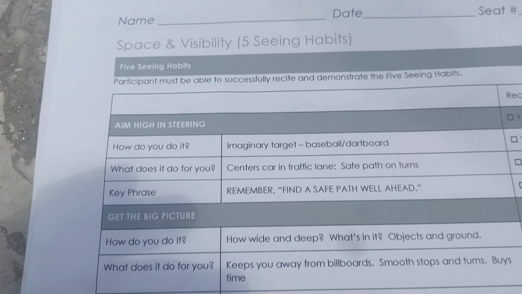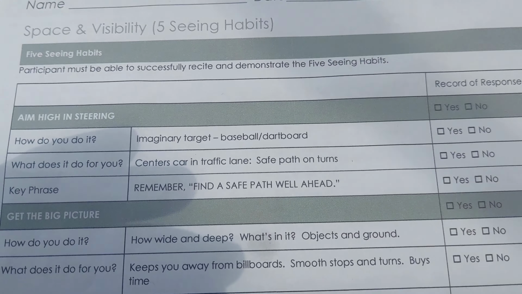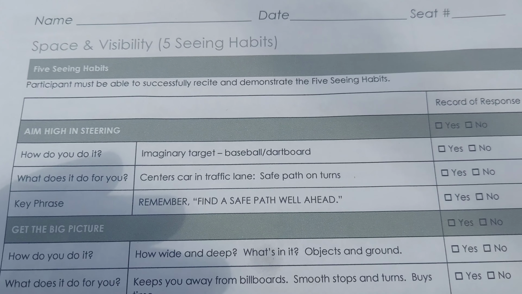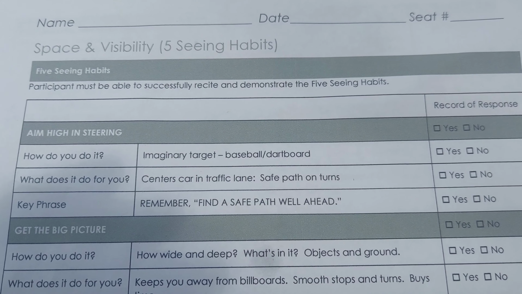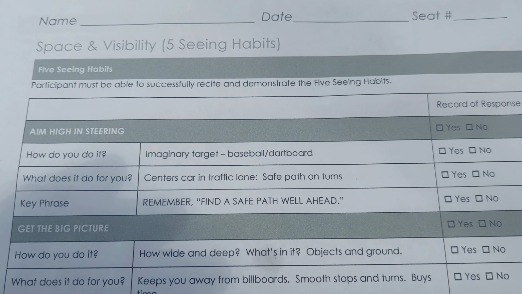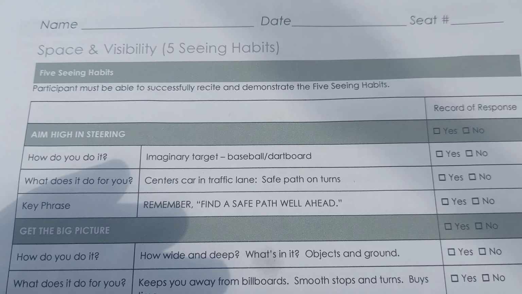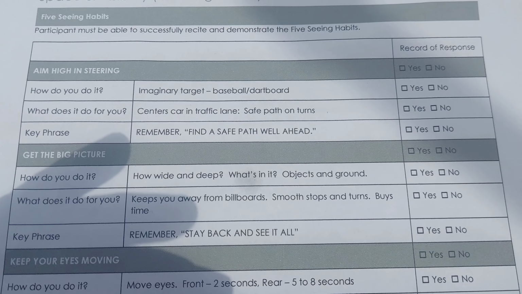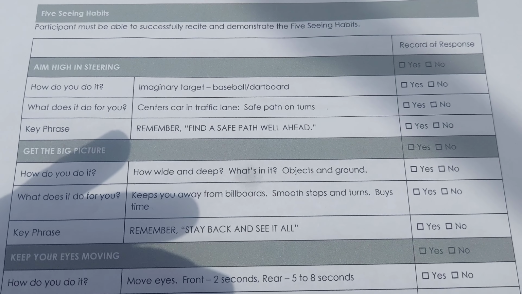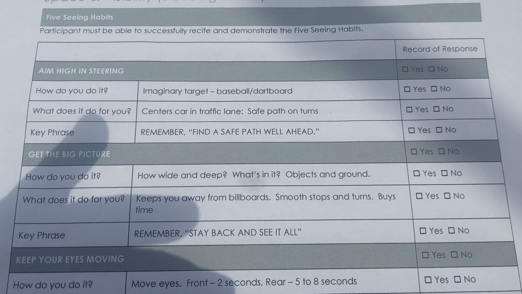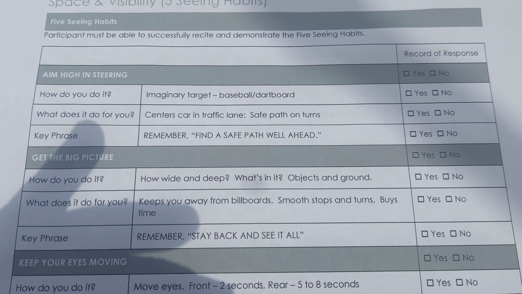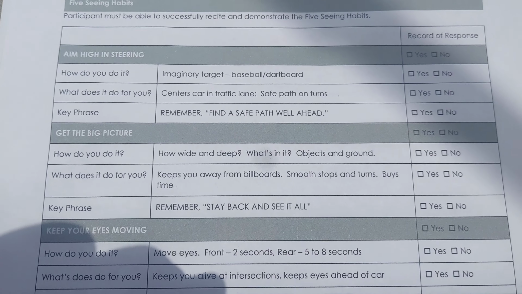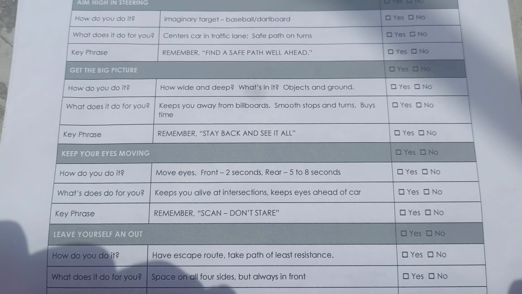5 seeing habits. Aim high in steering. Imaginary target. Baseball. Dartboard. Centers car in traffic lane. Safe path on turns. Remember, find a safe path well ahead. Get the big picture. How wide and deep? What's in it? Objects and ground. Keeps you away from billboards. Smooth stops and turns. Buys time. Remember, stay back and see it all.